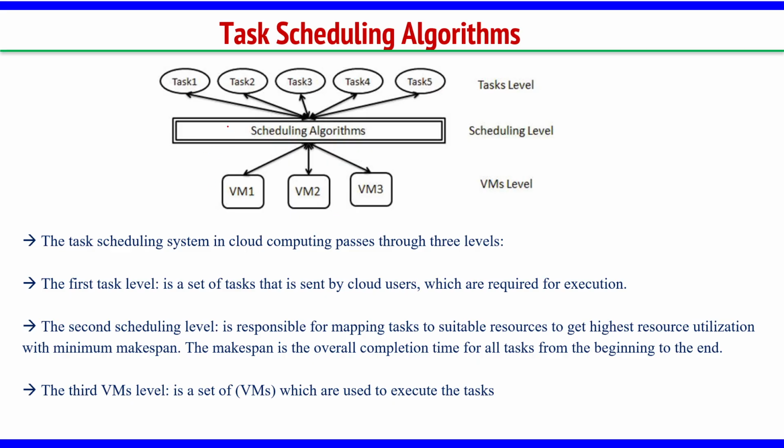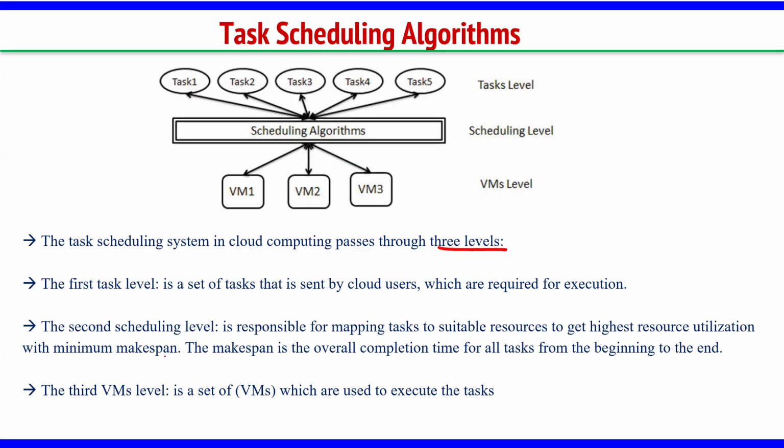If you see here, this is an example to understand how tasks are allocated. Basically, there are three levels in task scheduling algorithms: task level, scheduling level, and VM level. Multiple tasks are coming, and I have to have a proper scheduling algorithm mechanism so that these VMs can be utilized for completing these tasks. The task scheduling system in cloud computing passes through three levels. The first, the task level, is a set of tasks that is sent by cloud users like us. We are giving some tasks to the cloud which we want the cloud to execute.